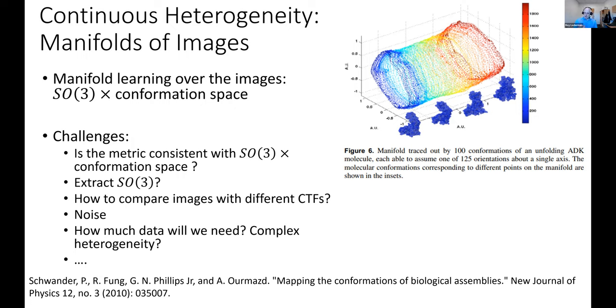There's actually a lot of issues that come up when you do this. One of them, for example, is when you compare two different images, is the metric actually consistent with the metric you would get from SO3? Which is, before we even talk about heterogeneity, SO3 is just a different orientation. Is it consistent with the product of SO3 with some kind of conformation space? There's some filter that I omitted on the way. How do these fit in? So there's a lot of different issues.